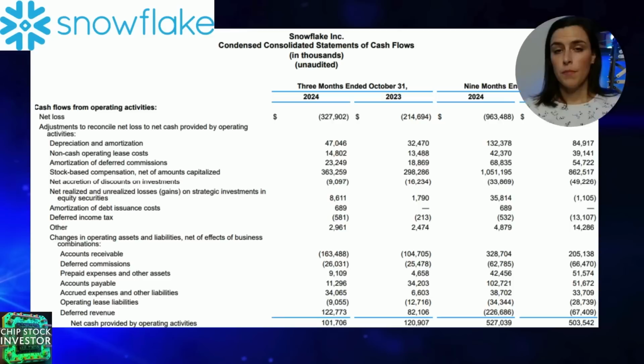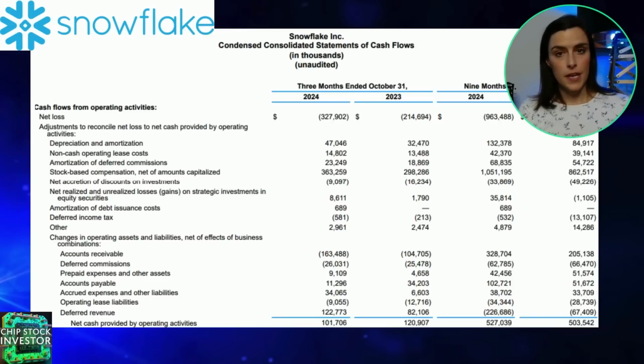Stock-based compensation needs to get paid to those employees. They need these people that have experience and that know how to work with that new accelerated computing infrastructure. And so this is a big reason why stock-based compensation, SBC, continues to be on the rise for a company like Snowflake. But here's the dilution problem in the cash flow statement.